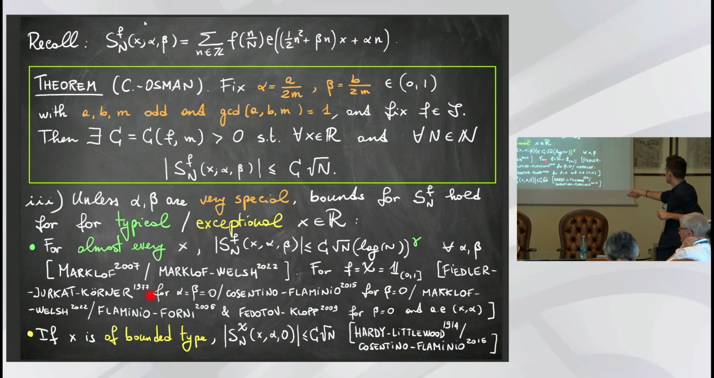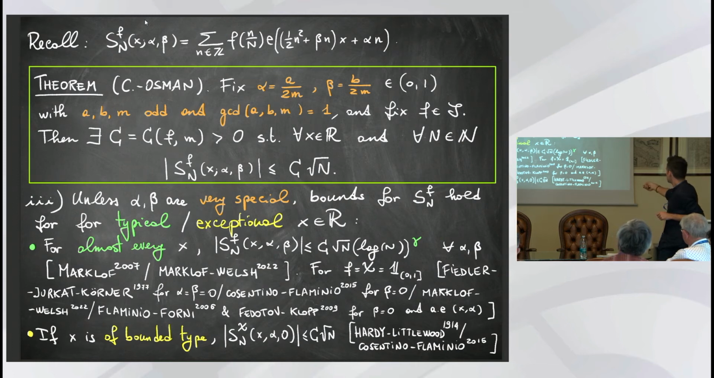So just to mention some results that go to Markloff, or Markloff and Welch: if you want a bound that holds for every x, then you can get a bound of this type where you have a root n and then some power of log n. It's actually a subtle result because first you choose gamma not too large, and then you can find a full measure set of x's for which this bound will be true, and it will be true uniformly in alpha and beta.